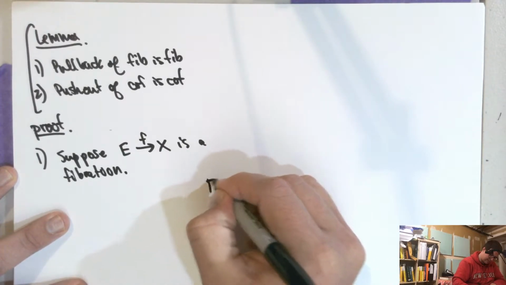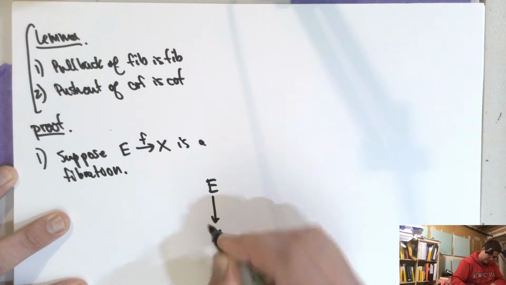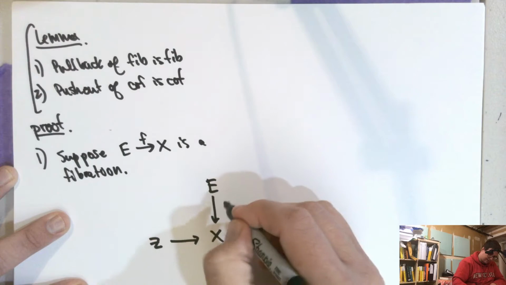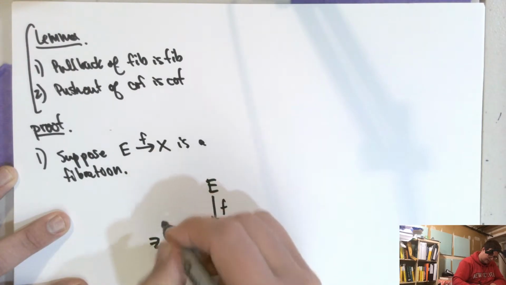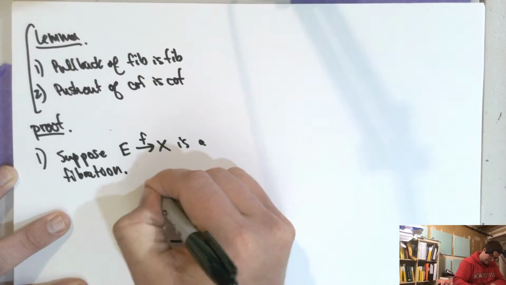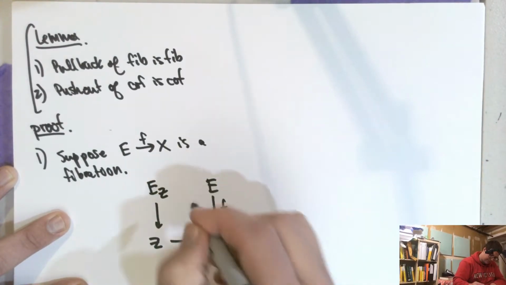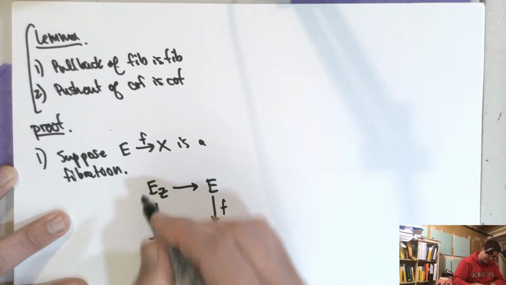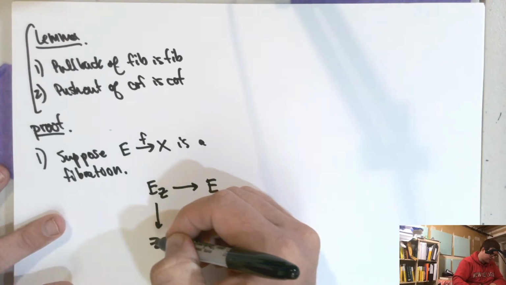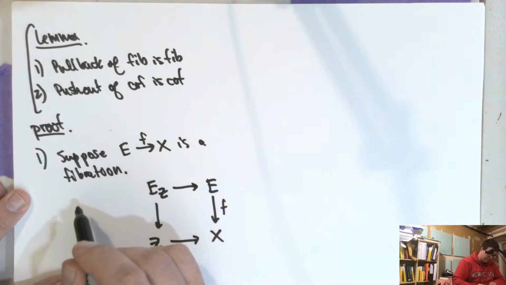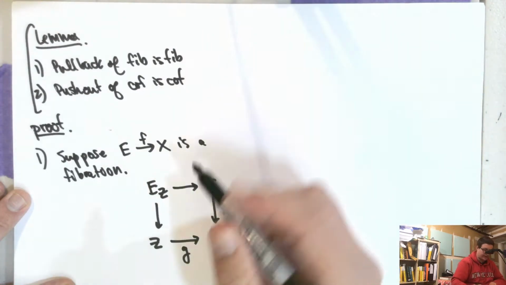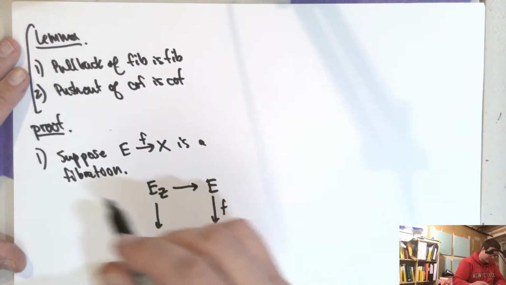So here is what we have. We have E, X, like so, and then we have Z. This is F, and this is the pullback by, say, G. So this is E, Z, and this map here is the pullback of F by G. What we need to do is check that this is a fibration, that it has the homotopy lifting property.